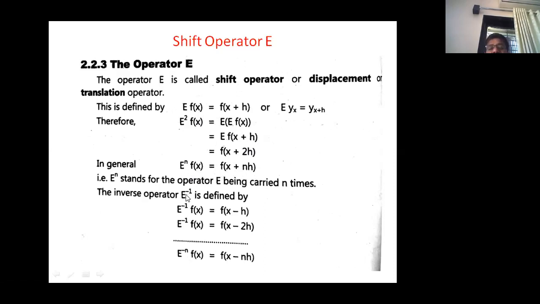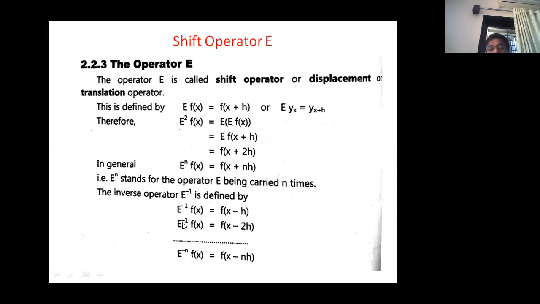Then the inverse shift operator, or backward shift operator. This is called the backward shift operator, or inverse shift operator, or just the inverse operator, and it is E raised to minus 1. And what is the definition of E raised to minus 1? E raised to minus 1 f(x) is f(x−h). That is, find the value of the function at the previous point. So what is the previous point of x? It is x−h. The previous point of x−h is x−2h, then x−3h.